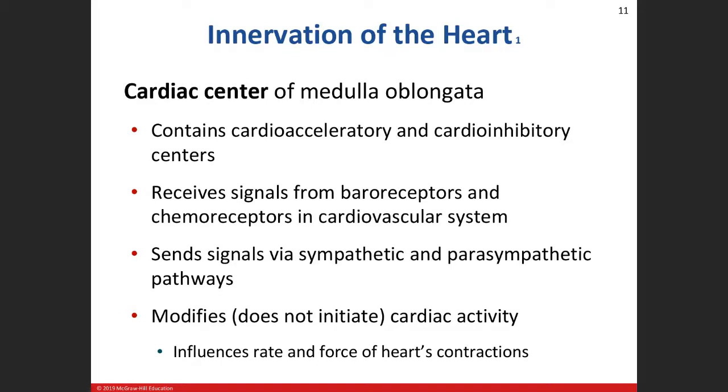Okay, so we want to talk about, all right, we know now the electrical system of our heart. Kind of how it works. We'll do a little bit better here in a little bit. But let's start up and talk about how the brain influences this, because the heart can actually beat on its own.